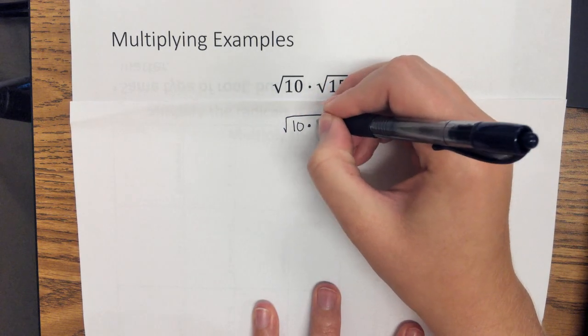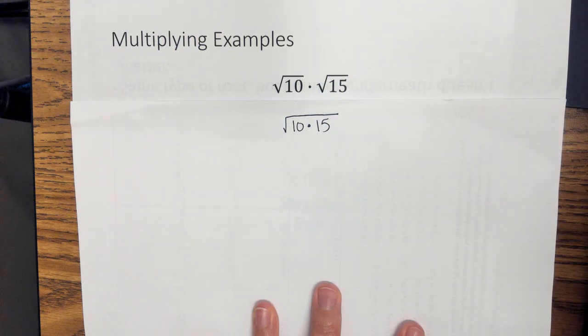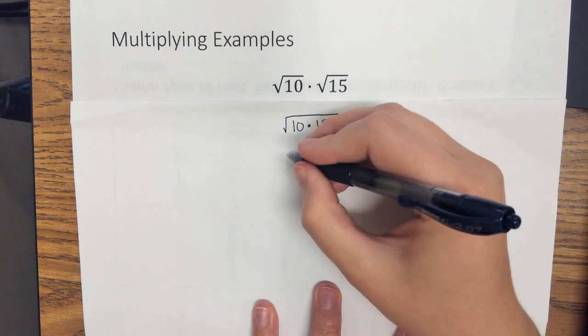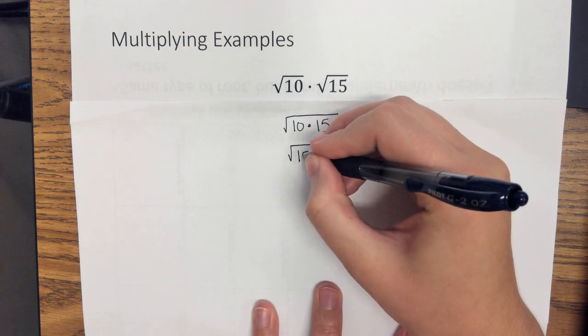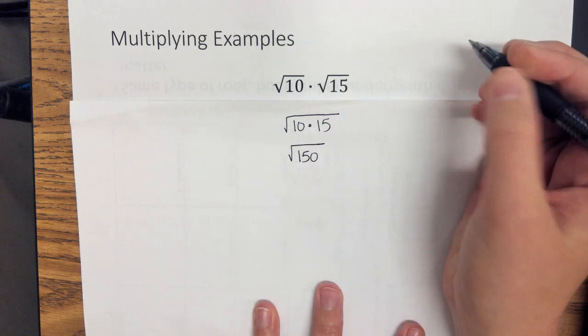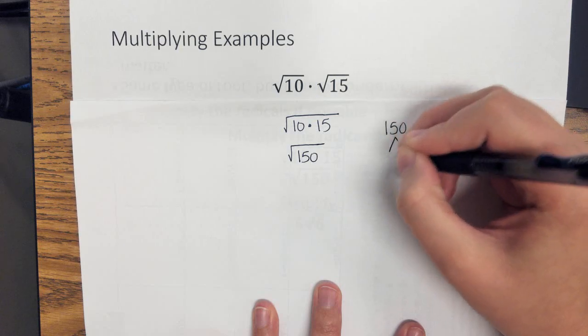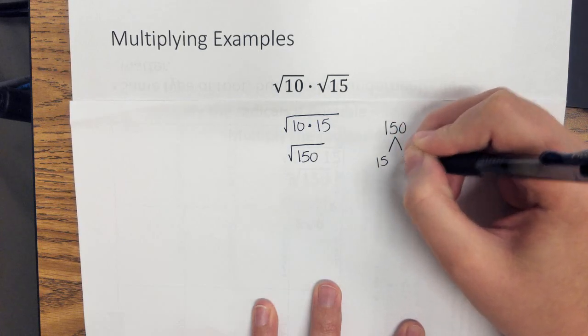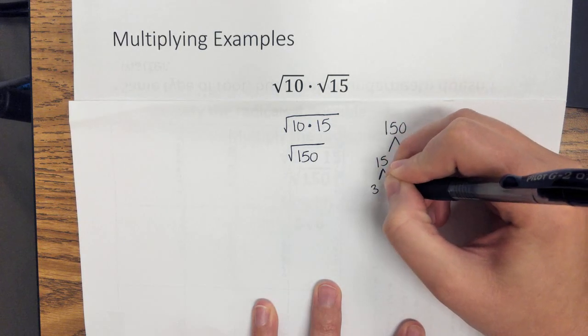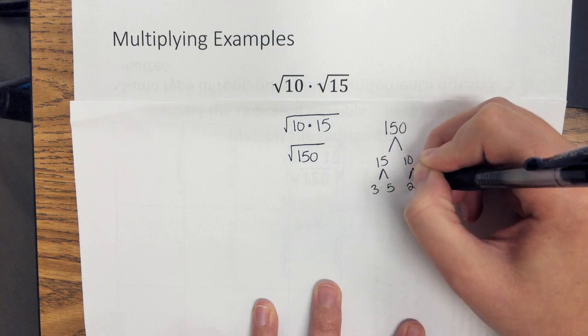So 10 times 15, all underneath that root. Well, 10 times 15 is 150. So now we've done the multiplying, we just need to see if we can simplify. So let's make a factor tree for 150. That's 15 times 10. 15 is 3 times 5. 10 is 2 times 5.